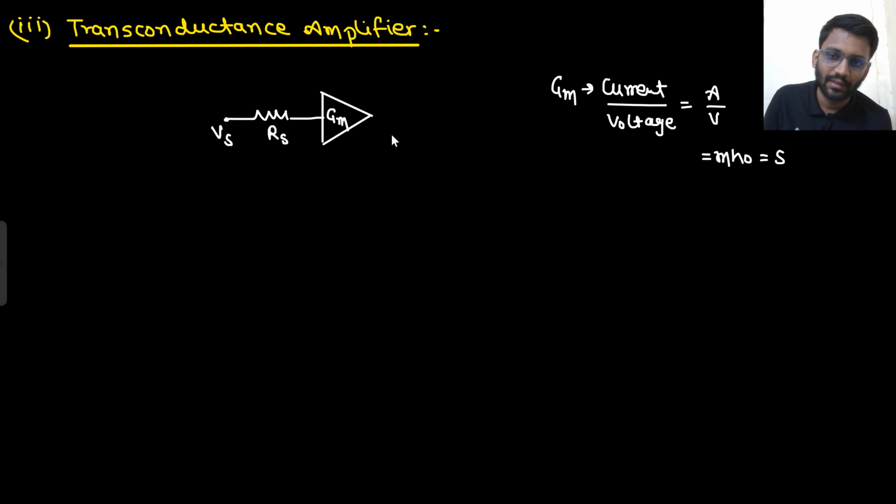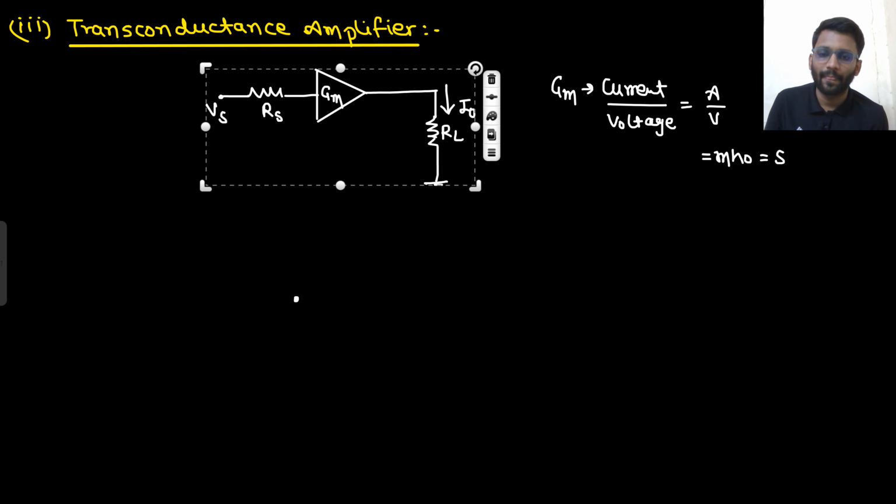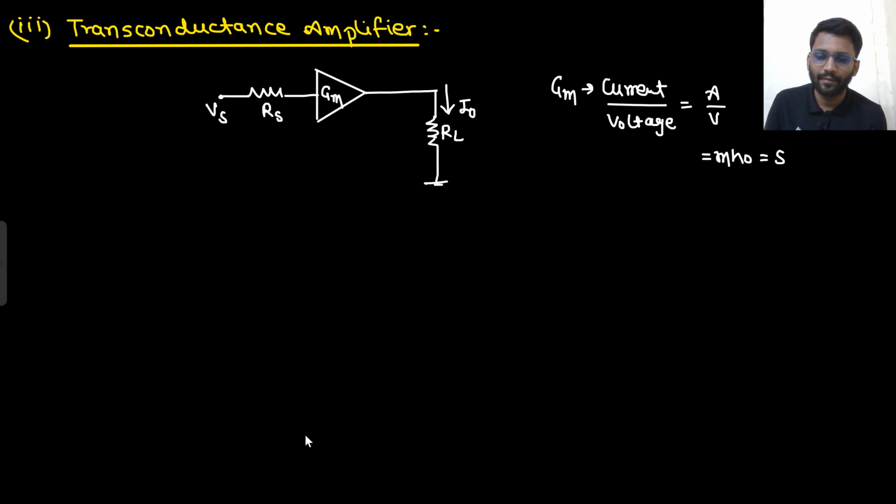Vs, Rs, and you will have some output. In the load you will have the output current. In this RL you will collect the output current. This is your output. How will I show the internal structure? What will be the internal structure of GM? Certainly it will have some input resistance.